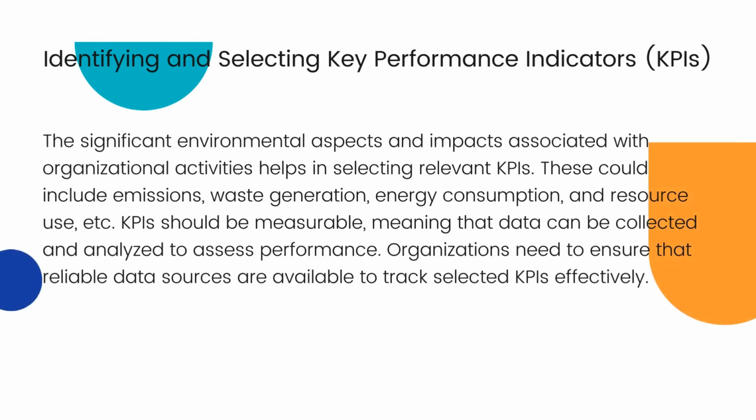Identifying and selecting key performance indicators, KPIs. The significant environmental aspects and impacts associated with organizational activities help in selecting relevant KPIs. These could include emissions, waste generation, energy consumption, and resource use, etc. KPIs should be measurable, meaning that data can be collected and analyzed to assess performance. Organizations need to ensure that reliable data sources are available to track selected KPIs effectively.